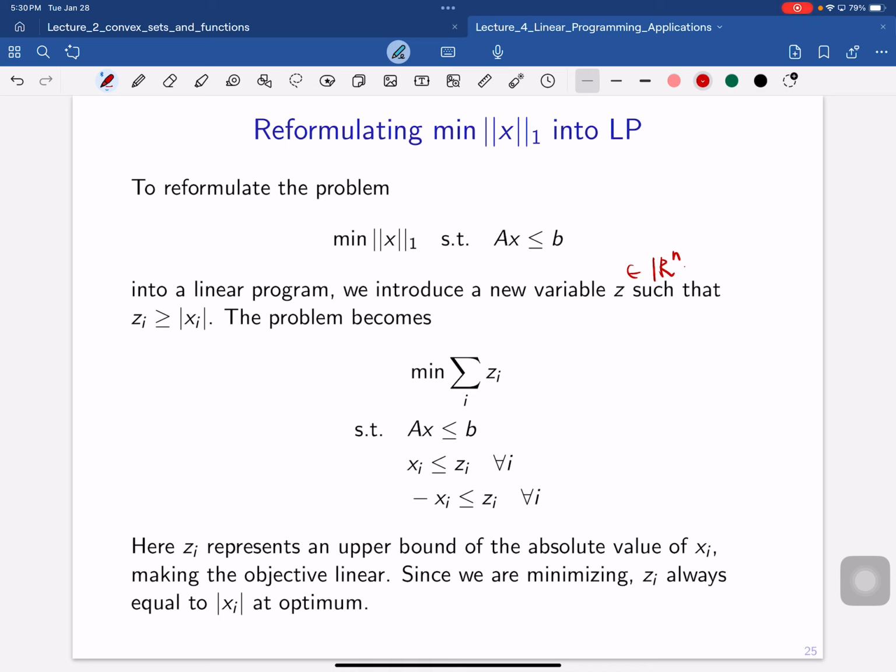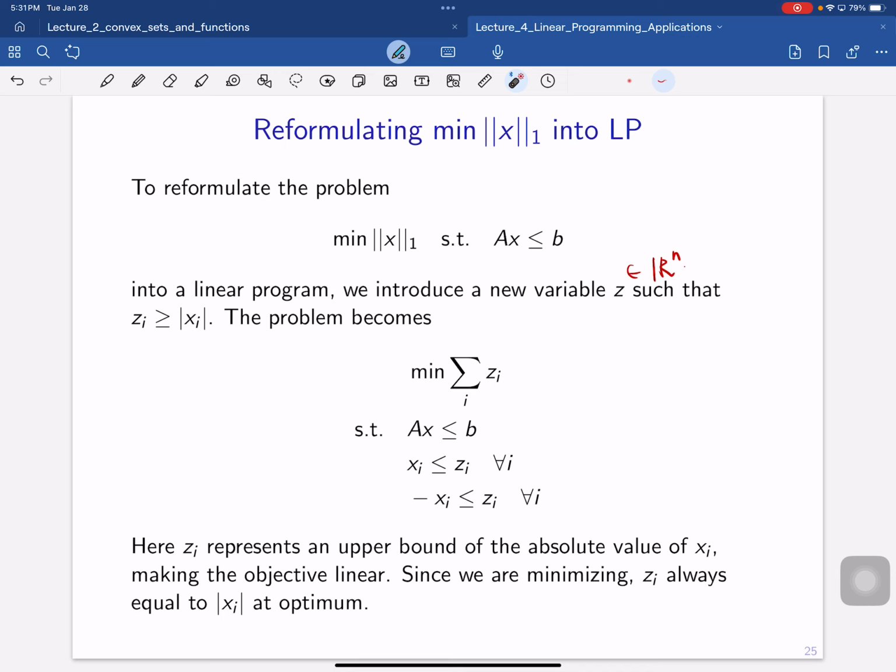If you want zi to be greater than or equal to the absolute value of some number, you just need to let zi be greater than or equal to xi and zi greater than or equal to minus xi. This can be converted to two linear inequalities. And now you replace the objective with the summation of zi.